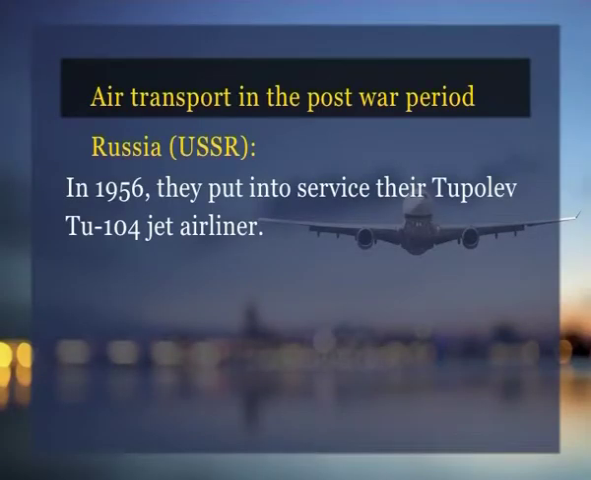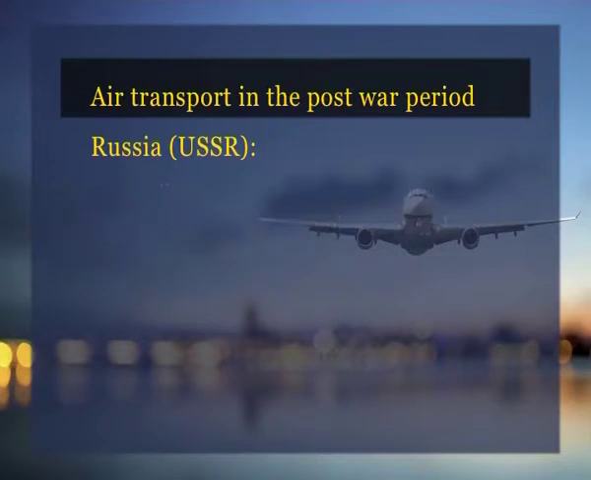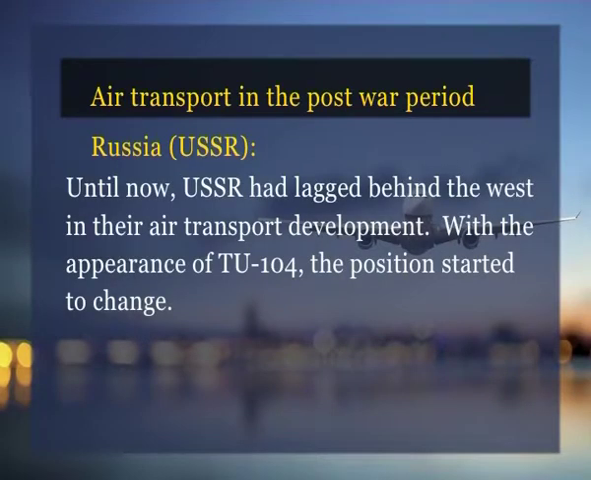In 1956, they put into service their Tupolev Tu-104 jet airliner. This was a straightforward development of the Tu-16 medium bomber, which had already been in service for years. Until now, USSR had lagged behind the West in their air transport development. With the appearance of Tu-104, the position started to change.